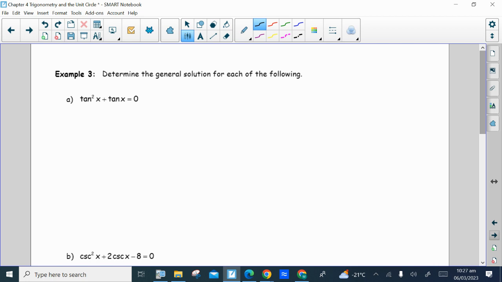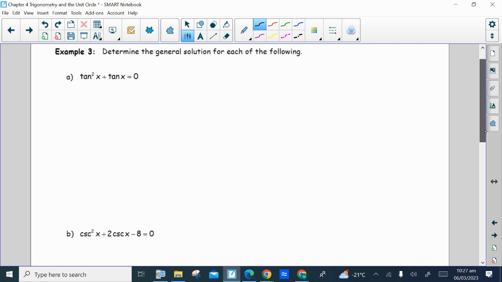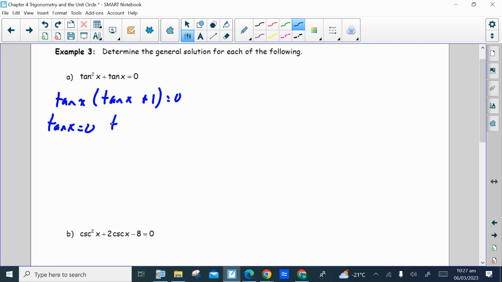And so these next ones, we just want to determine the general solutions. But first, we have to figure out what the answers are between 0 and 2 pi. And then we can go from there to the general solutions. So this first one, there is a term that has a tan squared x as well as a second term with tan x. We would have to factor this. There is a common factor of tan x that we would take out. So our solutions will come when each factor equals 0.